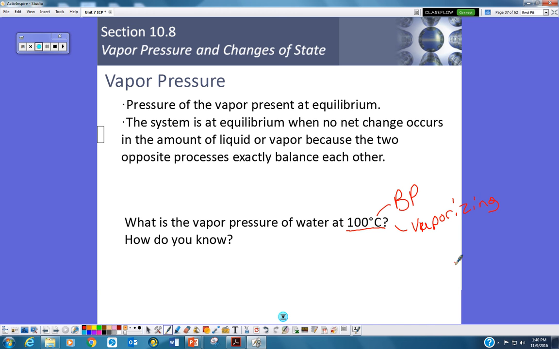So assuming that we are at sea level with 1 atmosphere of pressure, what is the vapor pressure of water at 100 degrees Celsius? If it's completely escaping at that, what does the pressure have to be?